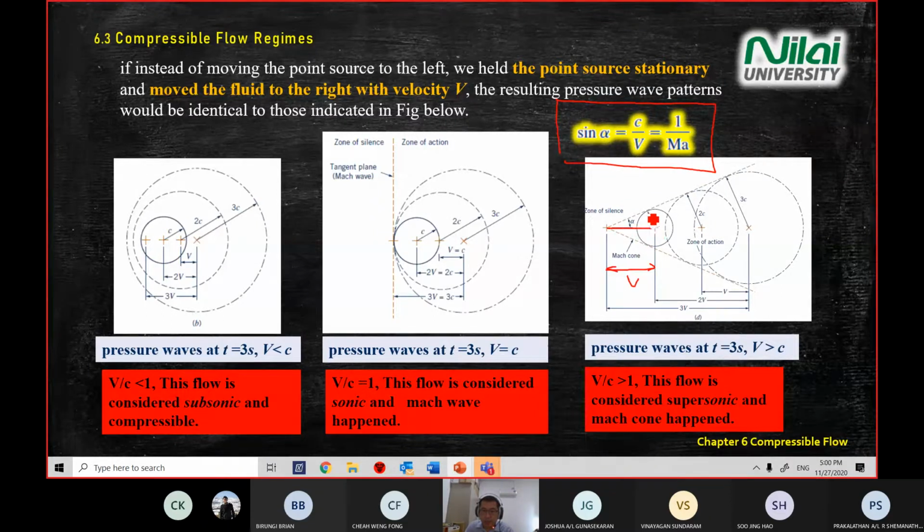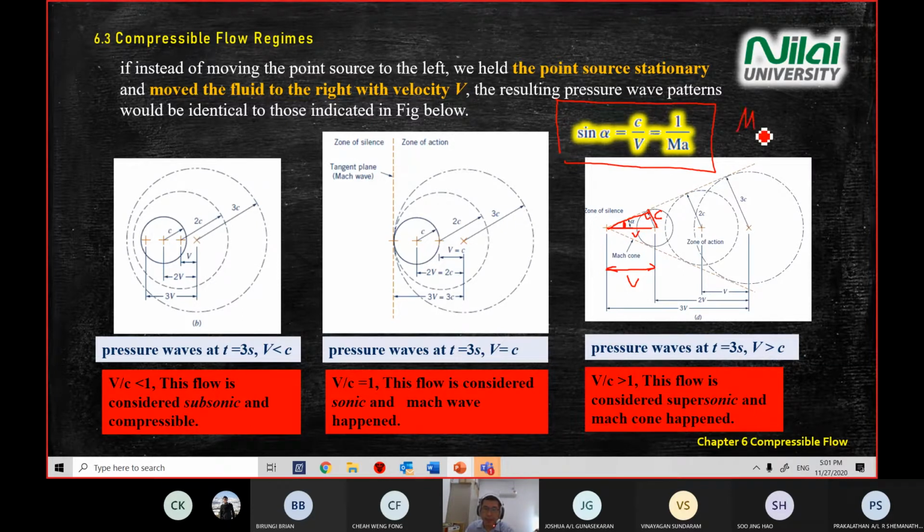So here, if you draw a triangle, this is your V, this is your C. Trigonometry, you want to find angle theta here. Theta is opposite divided by hypotenuse. So sine alpha equal to opposite divided by hypotenuse. This is 90 degrees. So you take C divided by V, given by this one.